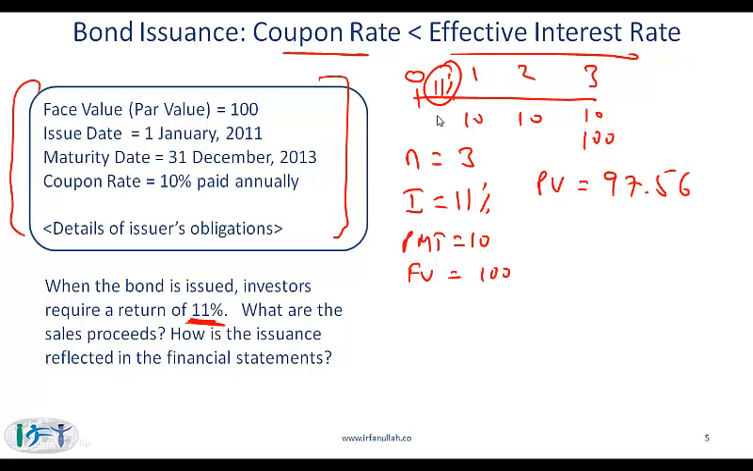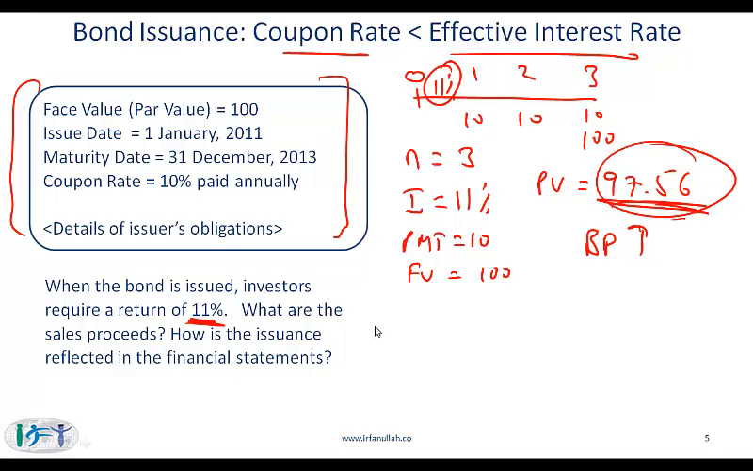So the point is that the company raises 97.56. What are the entries made on the accounting side? The cash goes up by this amount, and the bond payable also goes up by the same amount. What about on the cash flow statement? This amount is shown as a cash flow from financing. It's obviously an inflow.